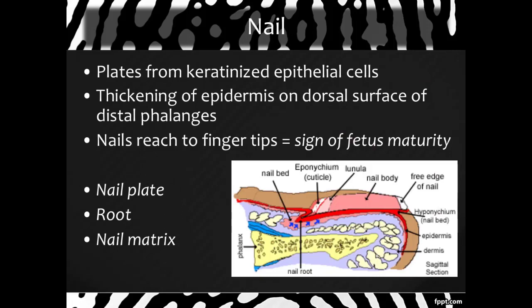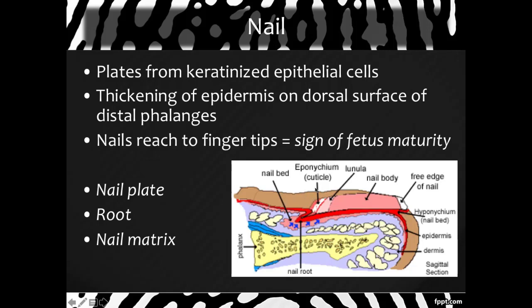Okay, nails are plates of keratinized epithelial cells containing the hard type of keratin. It means trichokeratin. And these are thickenings of the epidermis on the dorsal surface of the distal phalanges. They consist of the nail body or nail plate, and the root, which is here, covered by a fold of epidermis. This is the nail bed, from which the nail grows.